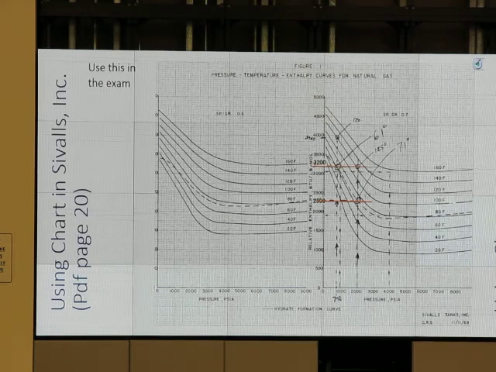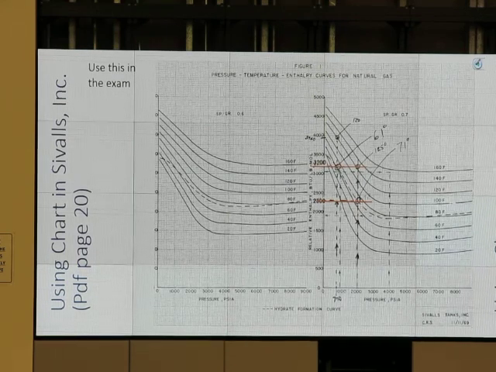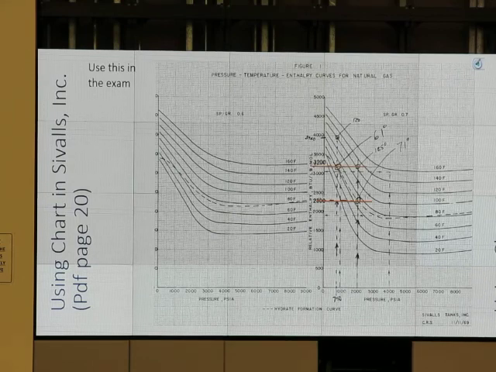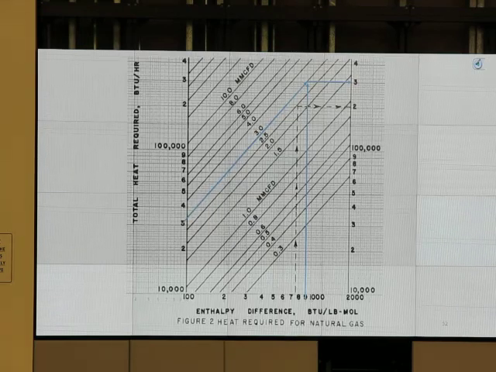Alexander J. Kroll. Are you here? Alexander, middle name is J. Hi, Alexander J. Kroll. Flow across the choke is a constant what? Enthalpy? Yeah, correct. It's a constant enthalpy process. We did that.